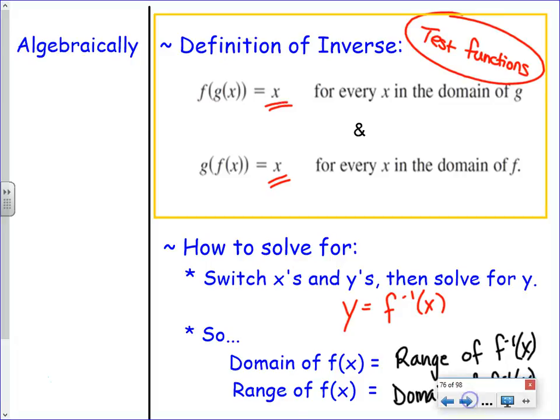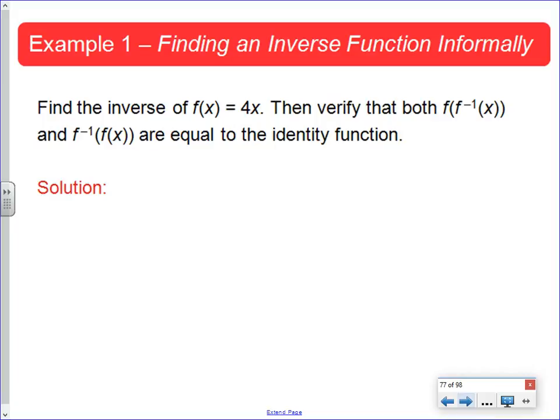Okay, so then when we get over here, you didn't get this on Friday. We have example number 1, finding an inverse function informally. Informally, what does that mean? It's just letting you know our whole switch x and y, solve for y thing. That's informal, that's a shortcut. That is not technically the purely mathematical way of doing it, but that's okay. It's not a bad thing.